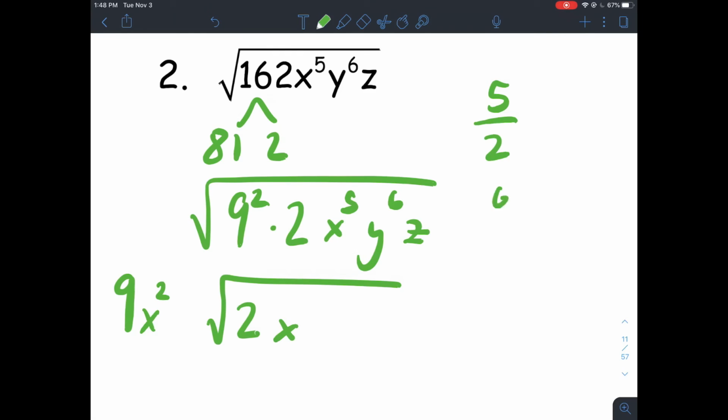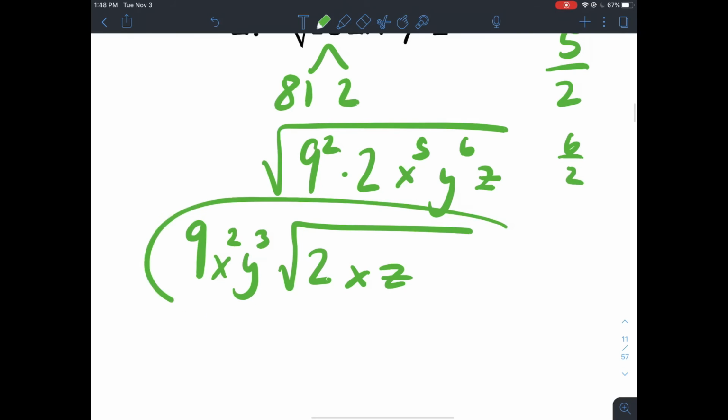For y, I've got 6 divided by 2. That gives me 3, so I'm going to have y to the third. I don't have any remainder. And then z, I can't take any out because I don't even have 3 to begin with. I only have 1, so my z's got to stay in there. So this would be my answer there.